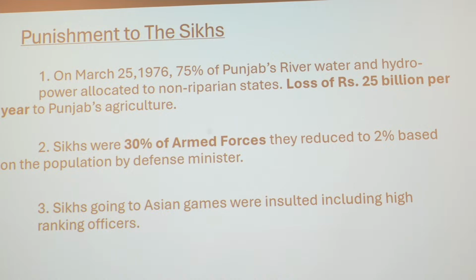Anandpur resolution. So what did she do to reward the Sikhs for opposing her in the emergency? In 1976, about 75% of Punjab river water and hydropower was allocated to non-riparian states, a loss of 25 billion rupees per year to Punjab's agriculture, and a gain to the non-riparian states. Sikhs were 30% in the armed forces. They were reduced to 2%, in proportion to the population, by the defense minister. So this is working now. I think from 30%, they are maybe 10, 15, maybe even 8, but they'll stop only when it's 2 or less. Sikhs going to the Asian Games, even some of the high-ranking army officers, generals, were insulted.